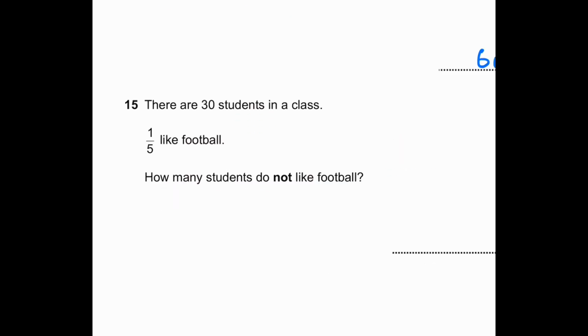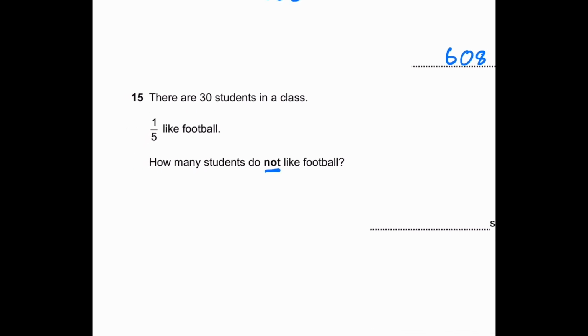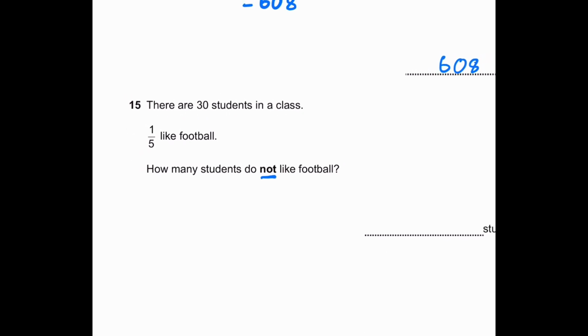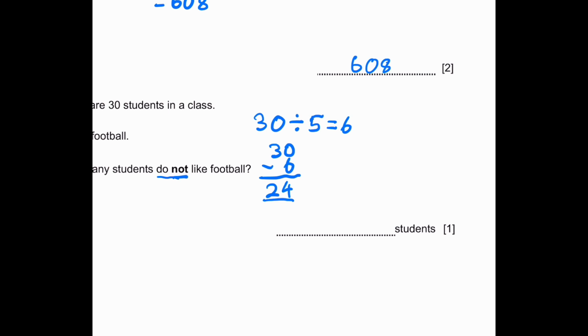Question 15. There are 30 students in a class. 1 by 5 like football. How many students do not like football? 1 by 5 of 30 is equal to 30 divided by 5, which is equal to 6. So 6 of the children like football. The number of children who do not like football is 30 minus 6, which is equal to 24. So the answer is 24 students.